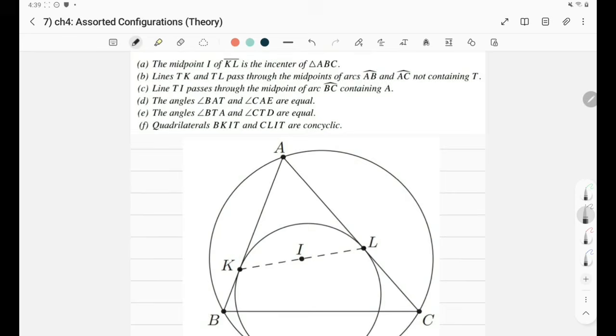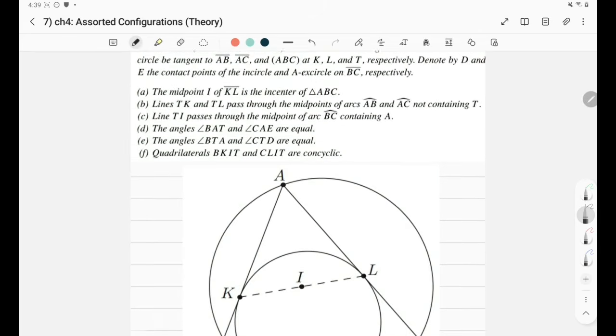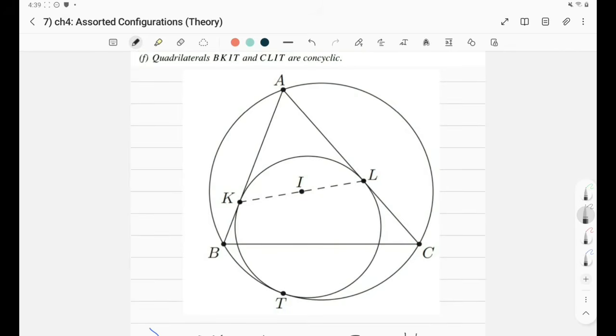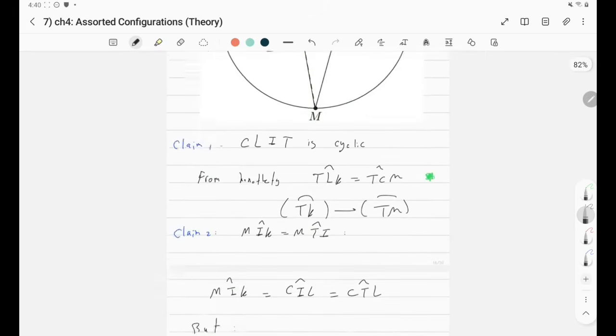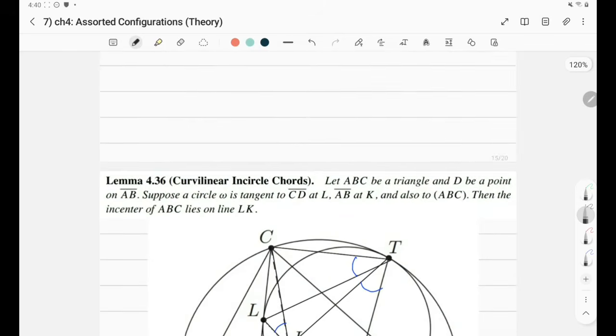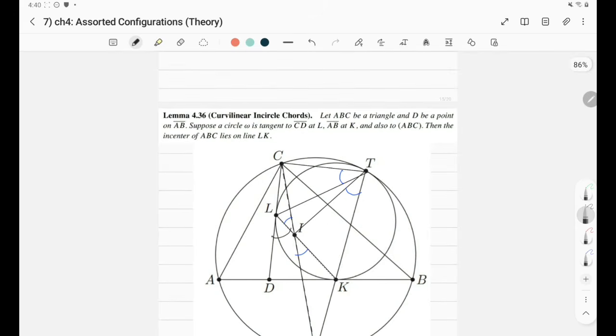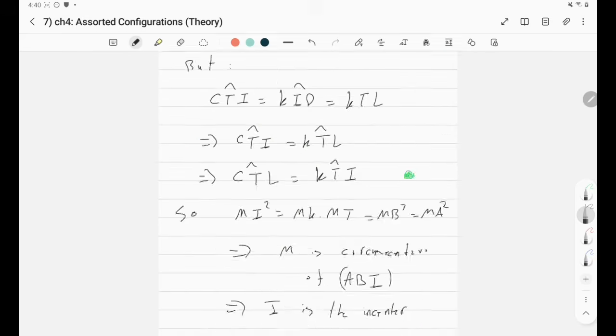Okay, nice. So we know that I is the midpoint of KL. What else do we know? Also from the previous lemma, specifically the proof that we did, we showed part F. We showed that BKIT was cyclic. Remember, BKIT was cyclic. So you can just repeat the same proof there. We showed in one of the lemmas that CTIL was cyclic, and here you can literally do the same thing. Hence, no need to prove that again.